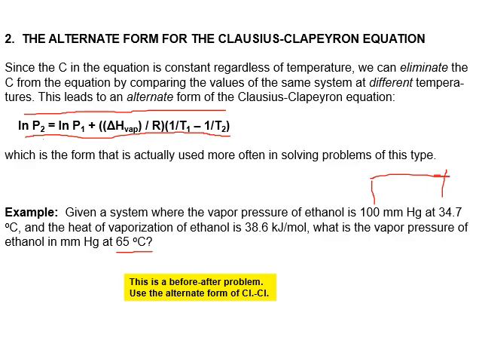So you could actually leave it in this form, the way it's written here, and just put in everything else. And that would be the easiest way to do it. Or you can rearrange as we've done in the past. We also need the delta H of vaporization, and that's given here. And that's 38,600 joules per mole.